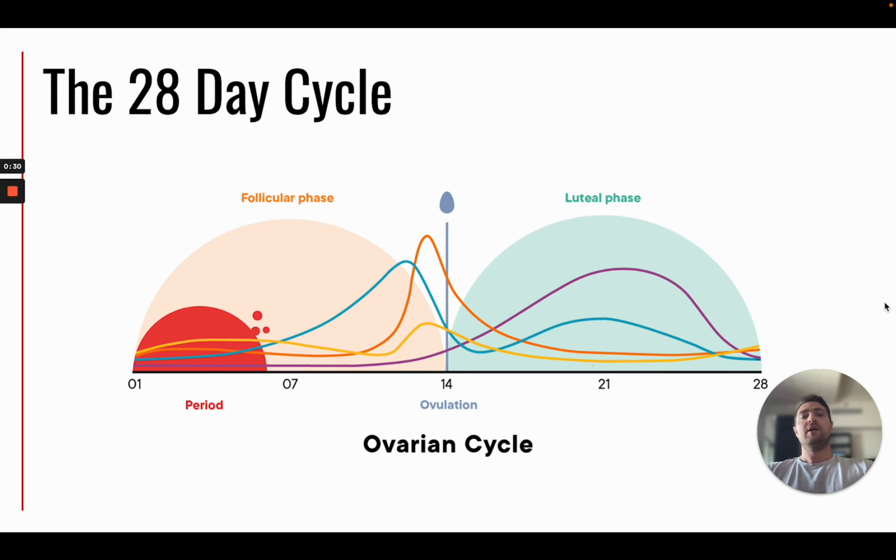So first of all, here we have the 28-day cycle. This is the image that we look at a lot because it's very clear, it's very easy. 28 days is the average, but that can vary from person to person. So today the phases we're going to look at are the period or menstruation, the follicular phase, ovulation, and the luteal phase. And these wiggly lines in the middle are the hormones, which we'll touch on as well.